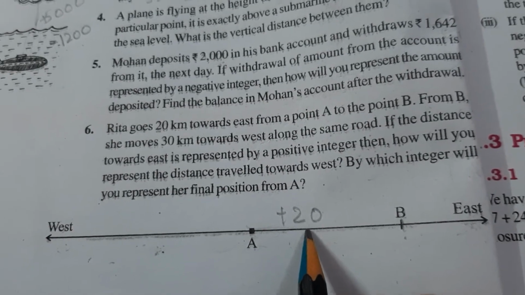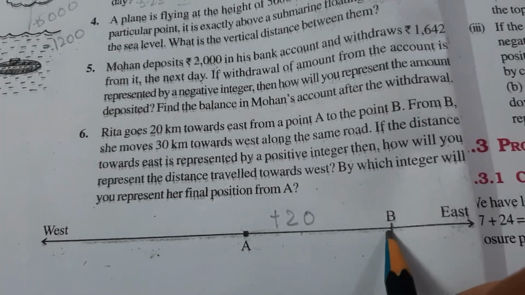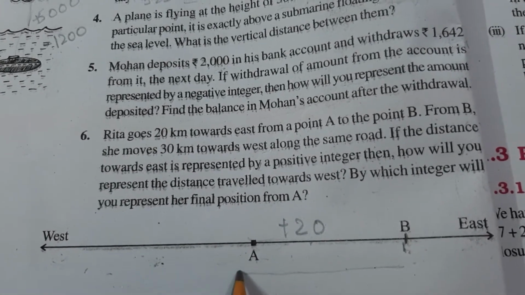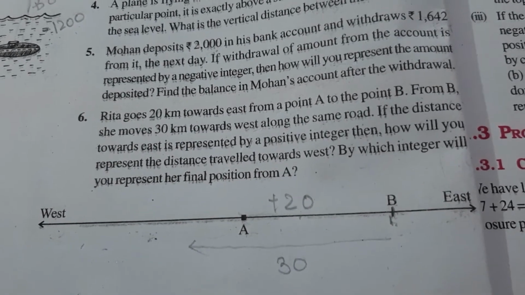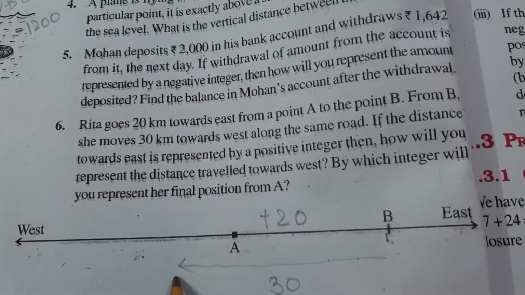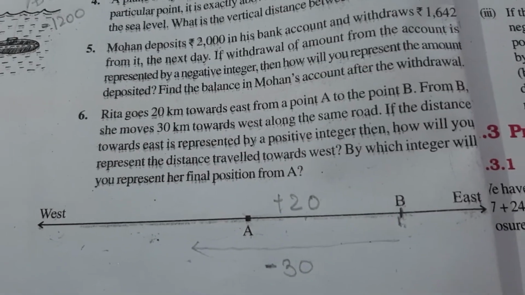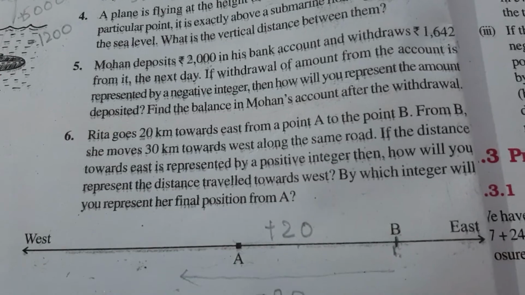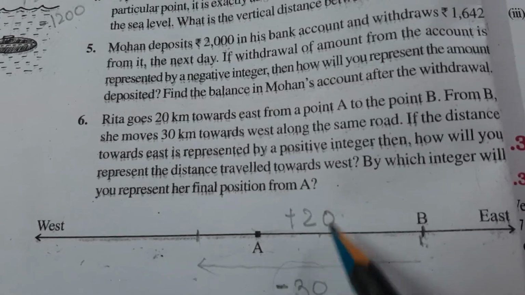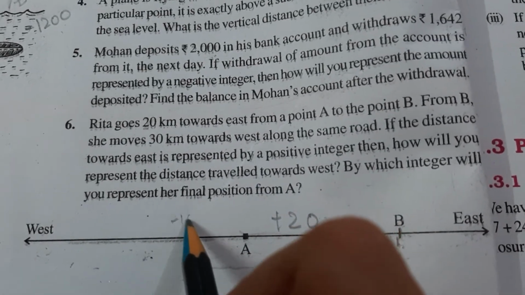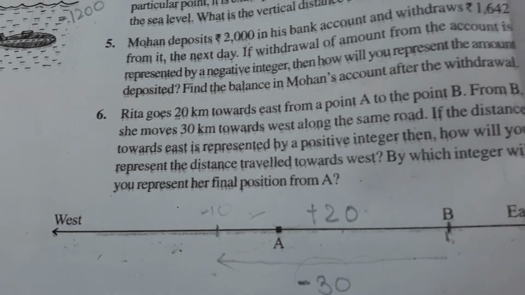Now, from B she moves 30 kilometers. Now we are moving towards left, so this term will be negative. We will subtract 30 from 20 to find this distance. So 20 minus 30 is minus 10. So she will be at minus 10. I hope it is clear to all.